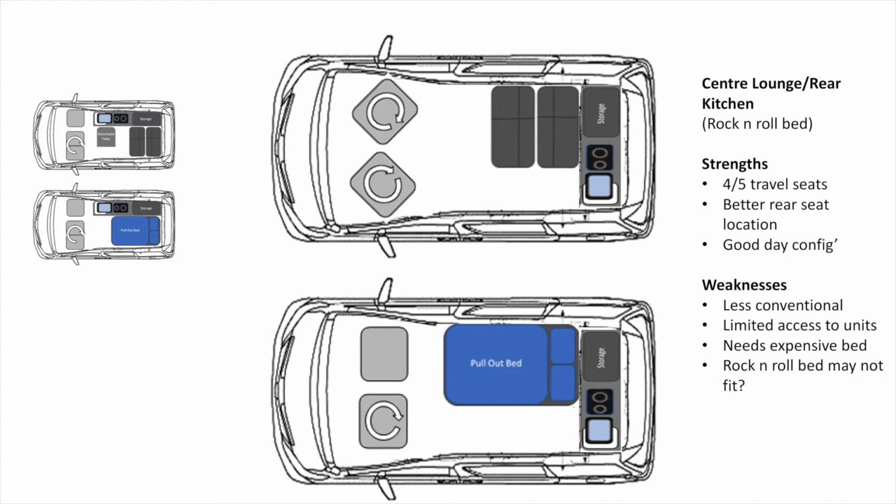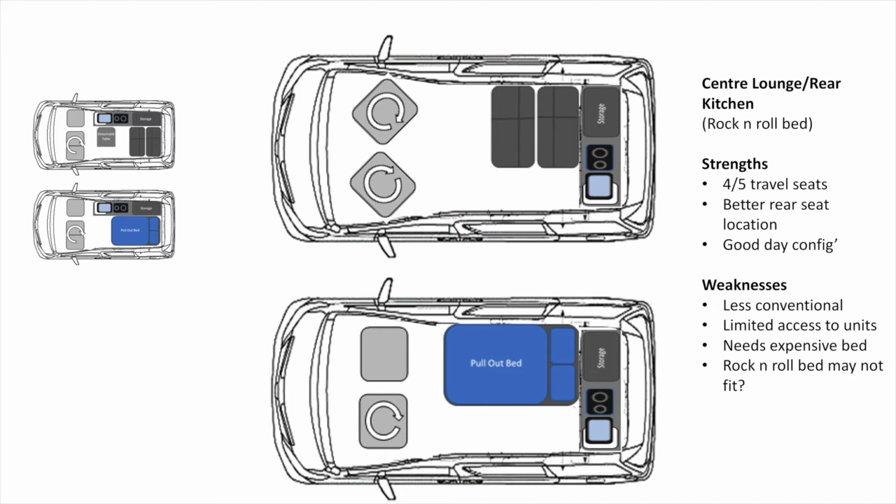Then we looked at maybe a rear kitchen option. The advantage of that, we thought, was it pulls the rock and roll bed forward, and it also allowed us to have some twin seats at the front that could rotate around. So we had almost more of a kind of conventional living room type feel, a less confrontational feel. Everybody looking into the middle of the space in the van.